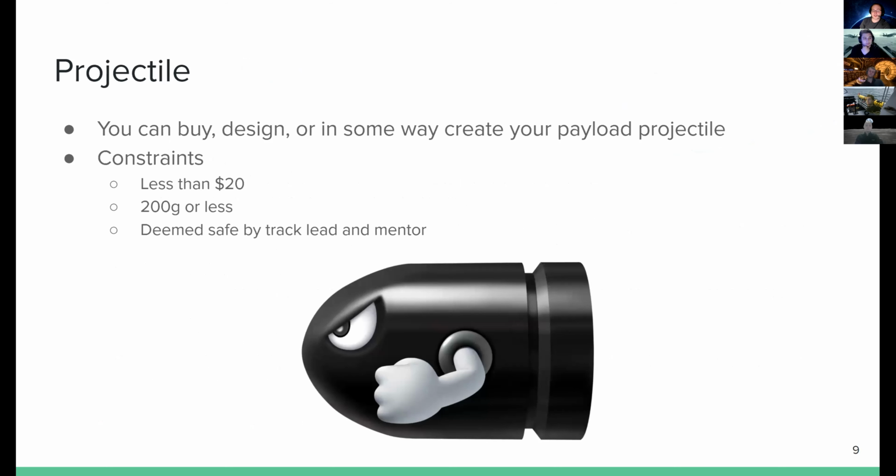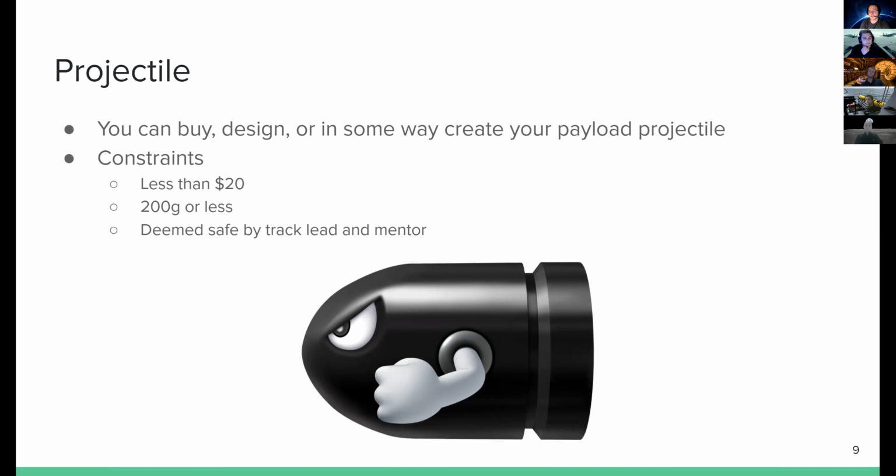Okay, so I alluded to this earlier. The projectile is next. The twist we're throwing on this launcher is that we're actually not giving you a projectile. You have the ability to design, buy, or in some way create your own projectile as long as it adheres to certain constraints. Figuring out exactly how you want to approach your projectile is going to be up to you. Those constraints are pretty simple.